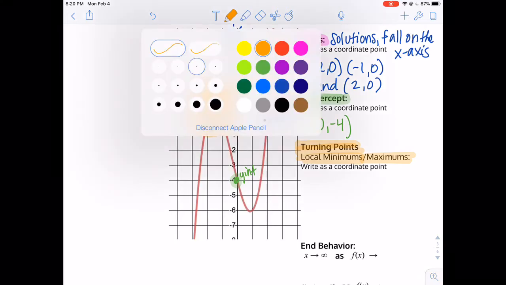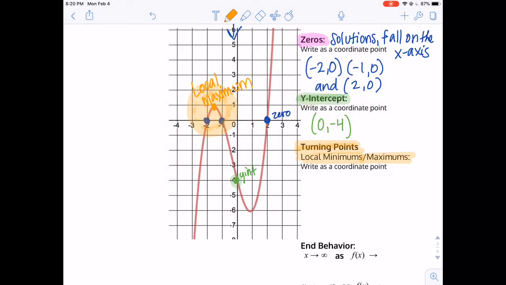And so we can estimate that as well. We're going to find out how to find them exactly, but we would say the maximum is maybe -1.5, 1-ish. So we'll put that one there. Then we would look for a place where the graph goes down and then comes back up, and that would be right here. This is what we would call a local minimum.